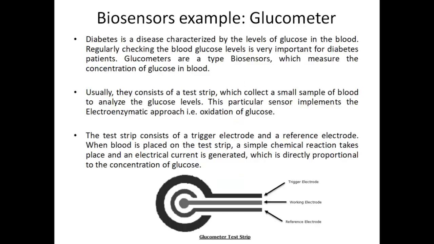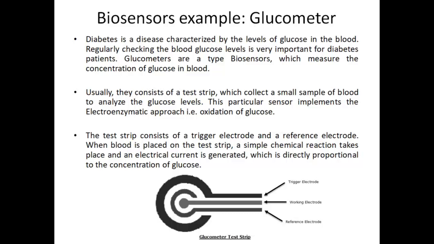Let's take one example. Now, glucometer is actually a very, very common biosensor. Diabetes is something which we look around. If we look around ourselves, diabetes is something which we find very common. So glucometer is a type of biosensor which helps us in measuring blood glucose, right? So, diabetes is a disease characterized by the levels of glucose in the blood. Now, excretion of glucose or production of glucose in the blood is actually a response. It is a biological response.